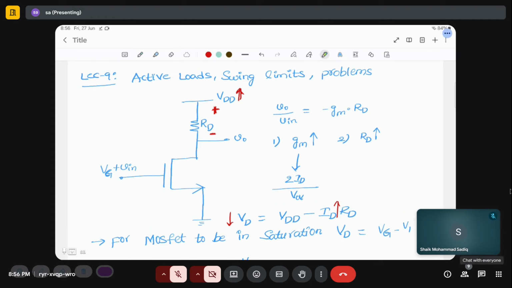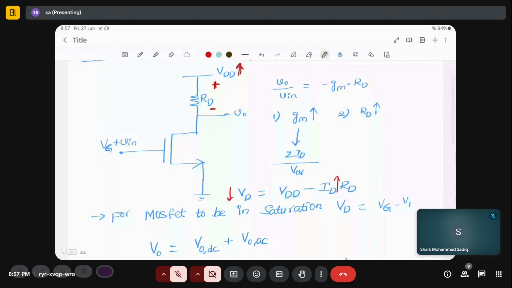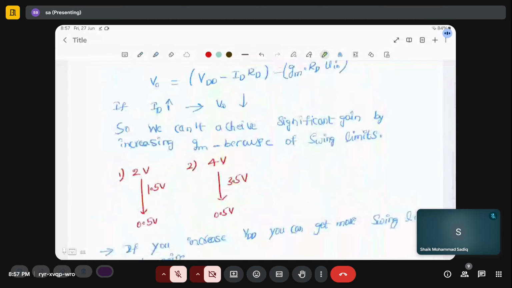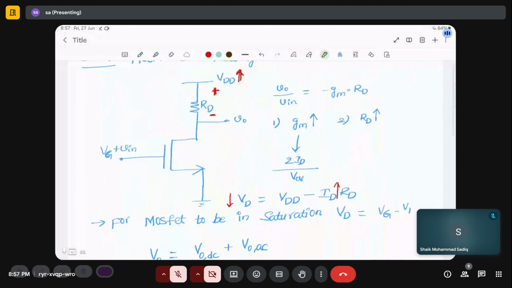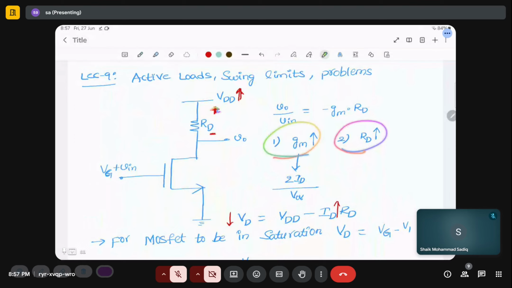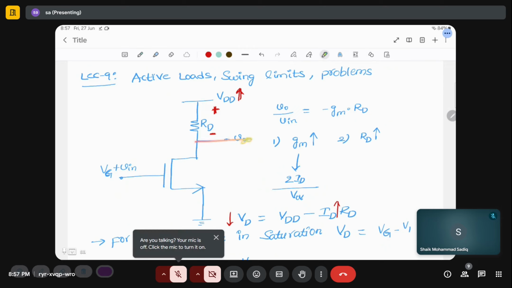Harshit, yes. You're saying that if gm and RD both are increased, the V naught will decrease. But if we increase VDD, the MOSFET will be in saturation region, but there are some limits. See, you told correctly. If you increase both gm and RD, this drop across RD increases, and as the drop increases, this voltage goes down, and it can go 1 VT below VG. So it has a limitation at the output voltage.